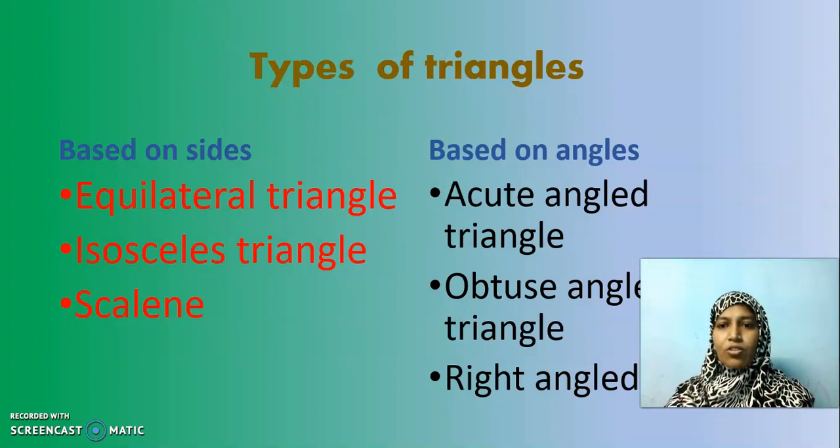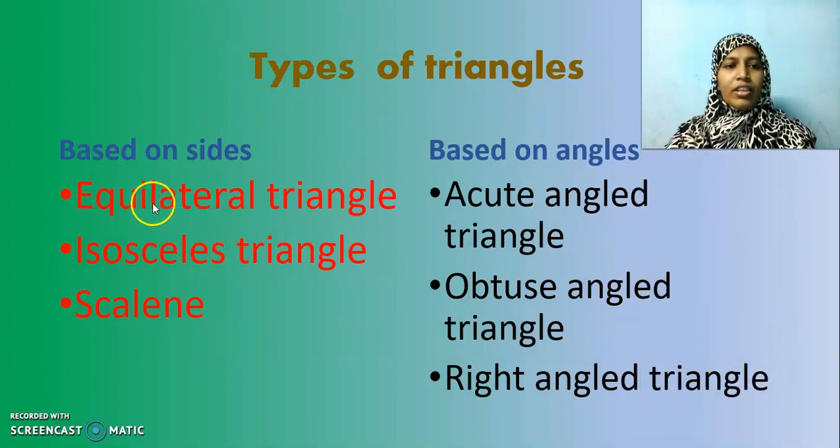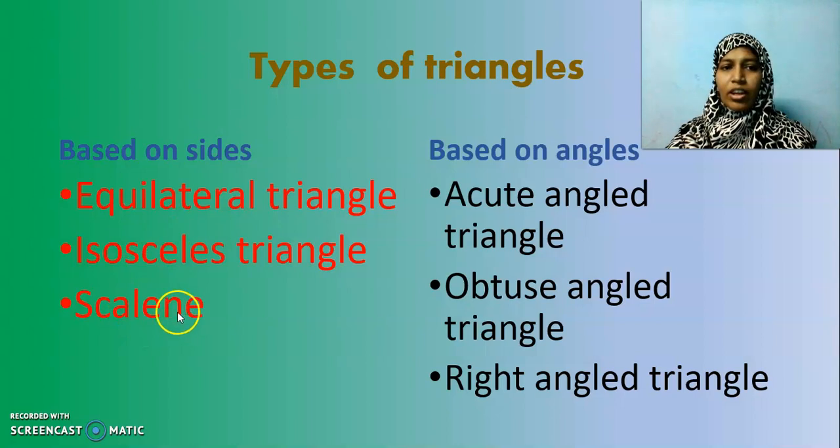How many types of triangles do we have? We have 6 types of triangle. Based on sides, we have 3 types: equilateral, isosceles and scalene triangle. In a scalene triangle, all sides are unequal. In isosceles, 2 sides are equal. In equilateral, all the 3 sides are equal.